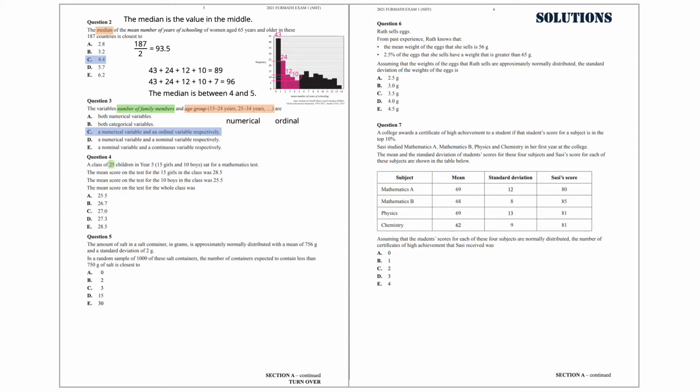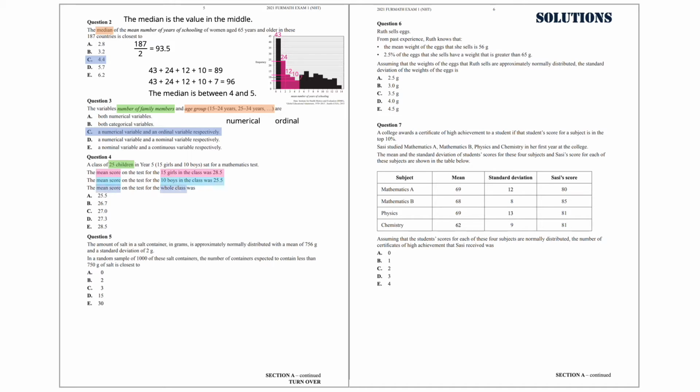Question 4. A class of 25 children in year 5, 15 girls and 10 boys, sat a mathematics test. The mean score on the test for the 15 girls in the class was 28.5. The mean score on the test for the 10 boys in the class was 25.5. The question is asking to calculate the mean score on the test for the whole class.